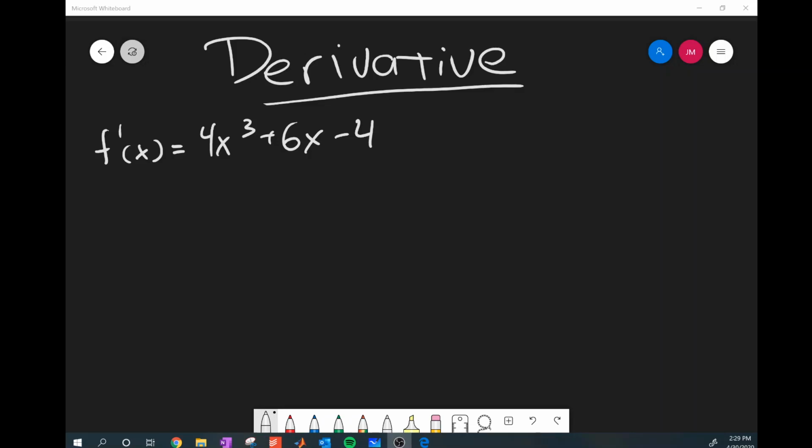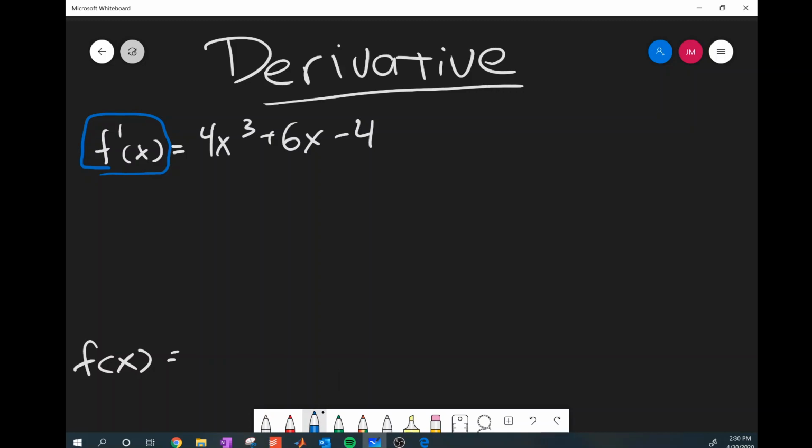So what happens if I am given the derivative of a function? You can see here that we are given the f prime, the derivative of our function f. What happens if I want to find my f of x? Well, we're just going to want to go backwards. So let's examine our function and see if we can go backwards.